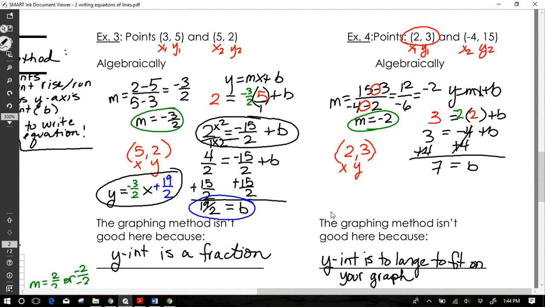So this was not a good example of a y-intercept that's too large to graph. But what if you just have a teeny tiny little graph and it doesn't actually go up 7 places? So the algebraic method guarantees that you can always find your answer no matter what. Now I'm ready to plug my slope and my y-intercept into y equals mx plus b to get my final answer.